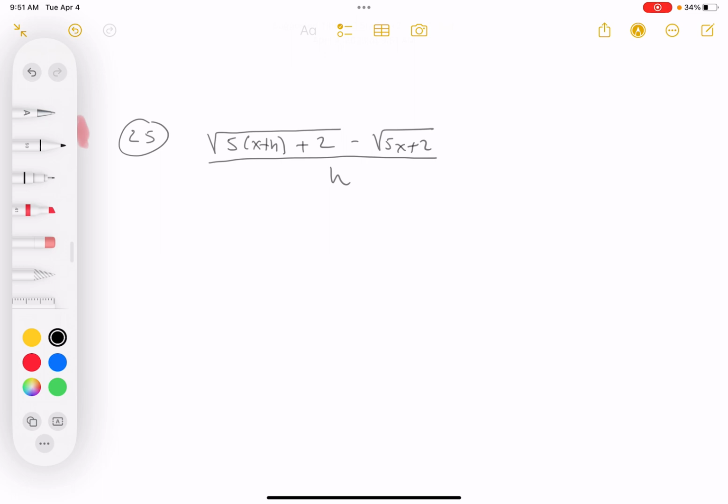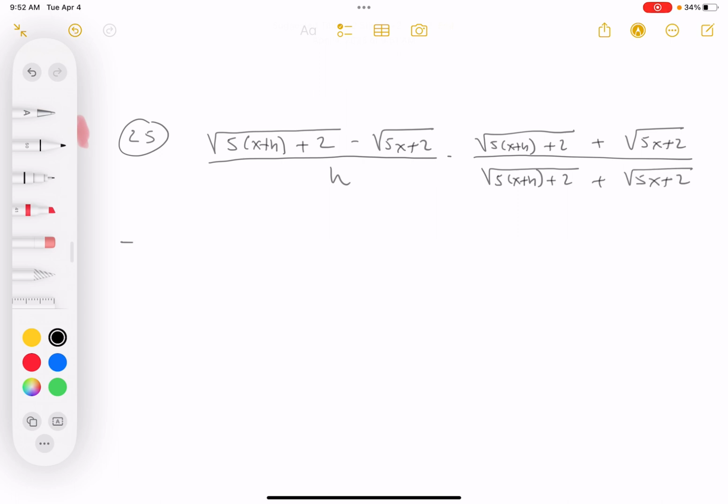So what I'm going to do is write that down. I'm going to do it by the conjugate again, and that's going to be the root of 5x plus h plus 2, and then plus the root of 5x plus 2. And again, if you multiply the top by its conjugate, you multiply the bottom by the same conjugate, right? You don't want to change the problem.